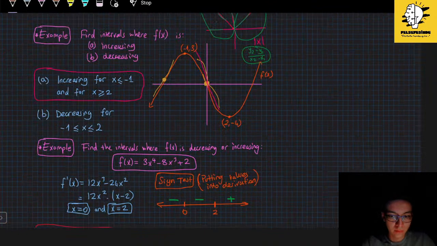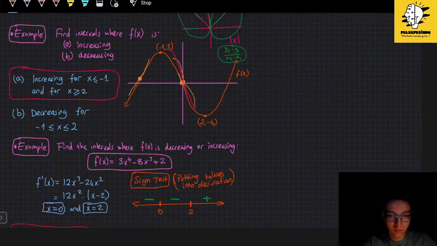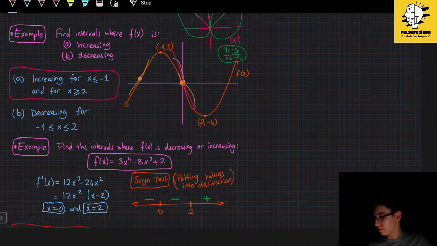All right, guys. So, as you can see, let me zoom out. As you can see, it's asking us the intervals where f(x) is decreasing or increasing, and we are given the function. Okay, so let's take its derivative, and when we take its derivative, we can see 2 points where the slope is 0. It is when x is 0 or when x is 2.